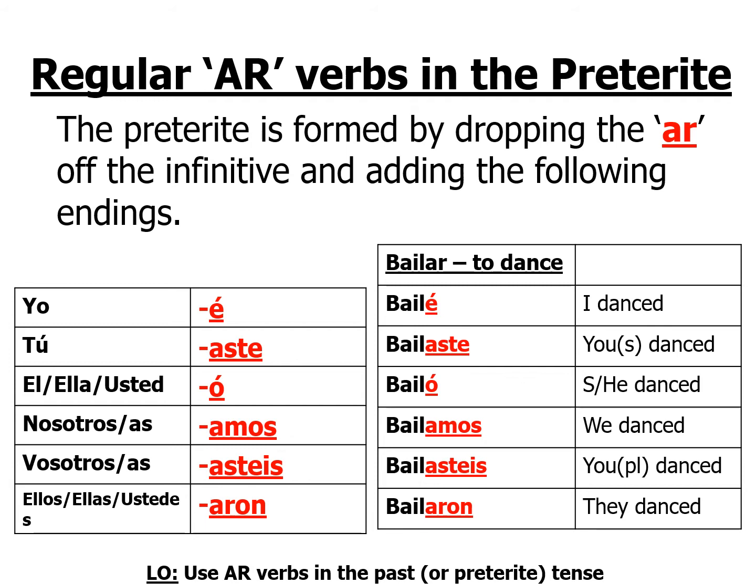For you danced, I add the aste ending to my stem to create bailaste. For he or she danced, bailó. We danced, bailamos. You plural danced, bailasteis. And they danced, bailaron. Let's practice saying those together.